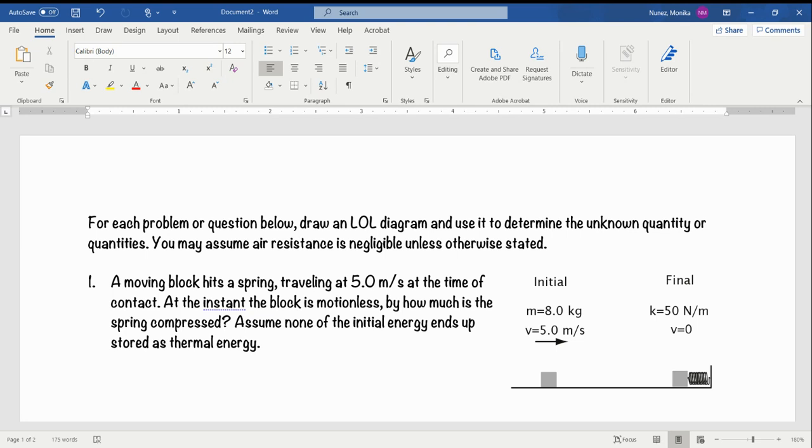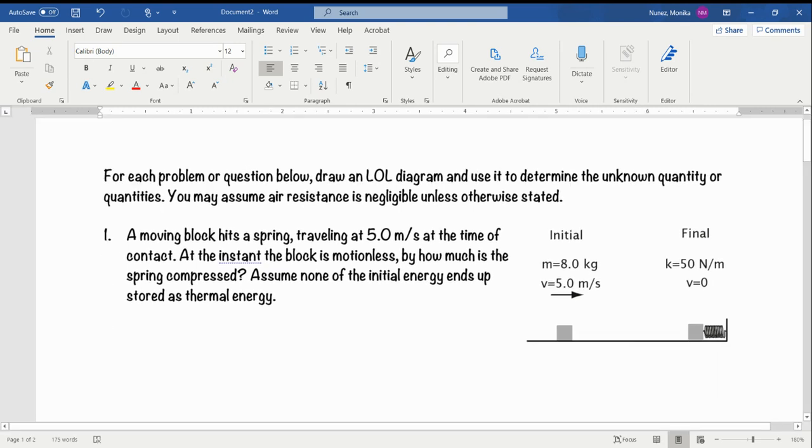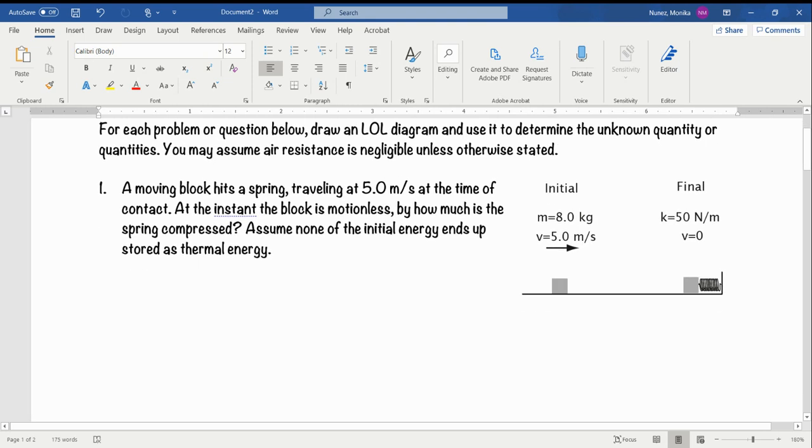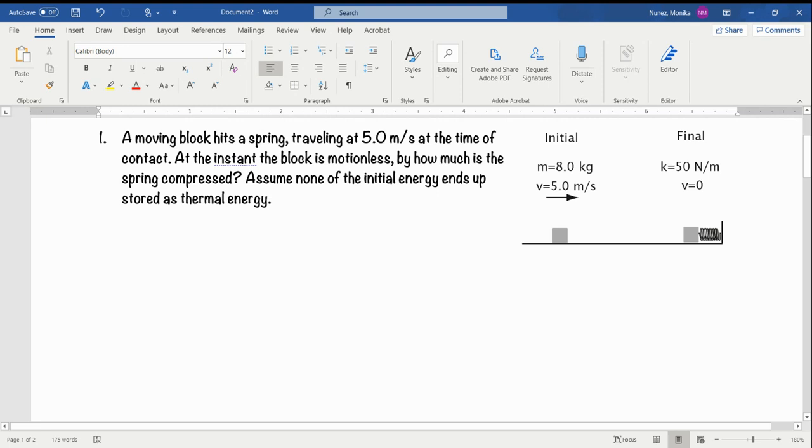So as you see in those instructions on worksheet number 3, for each problem or question, we want to draw an LOL diagram, and then we're going to use that LOL diagram to determine our unknown quantity, or quantities. In some cases, you might be doing multiple. We can also assume air resistance is negligible unless it's otherwise stated.